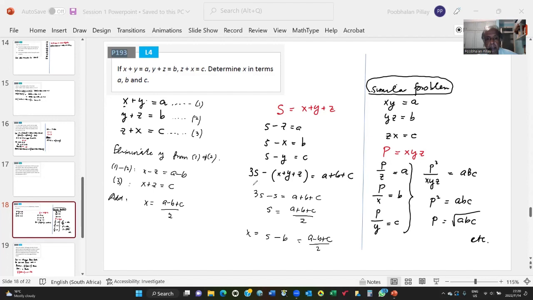Now here we added all these three to get this. Here you multiply all the three, and you get p cubed over x times y times z equal to a times b times c. And x, y, z is p. So you can replace this by p, and you have p squared equal to abc, and that tells you what p is. The moment you have p in terms of a, b, and c, then you can calculate any one of these other things. Right.